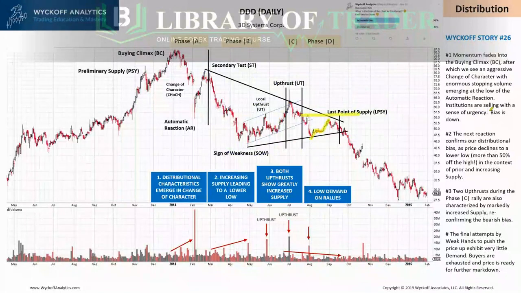We wanted to see if we could have a test first, because this is a diminishing supply signature. We are expecting a rally, and we want the rally to have kind of an ABC structure here.